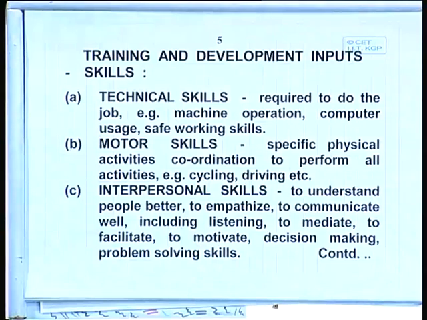Training and development inputs: skills. First, we have the technical skills required to do the job. Example, machine operation, if you are talking of shop floor level workers, computer usage, safe working skills. If you are in a factory or workshop, there are a lot of latent dangers. You have rotating machinery, isn't it? Handling of tools, which if not handled well can injure you. Conditions in the workshop, like if you are doing buffing or grinding operations, unless you know that you require to protect your eyes and you have to wear goggles. Unless you know that, you may damage your eyes and so on.